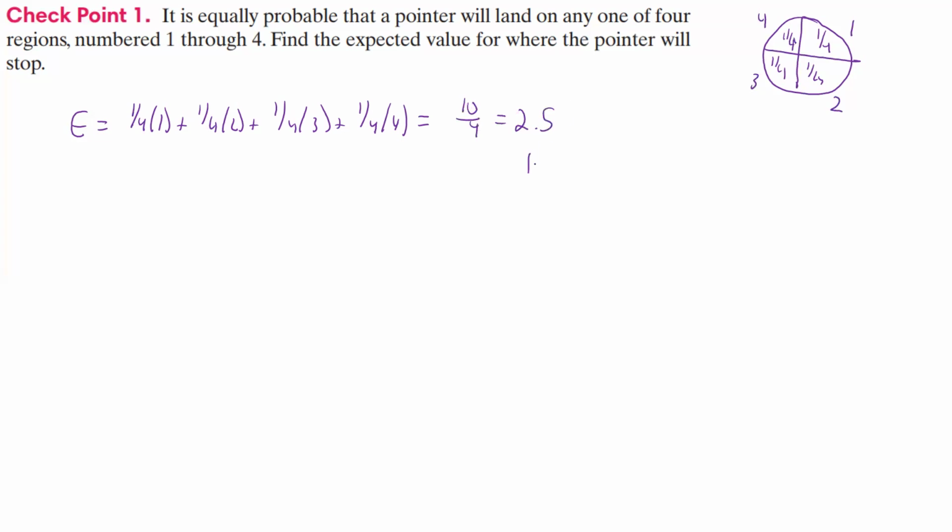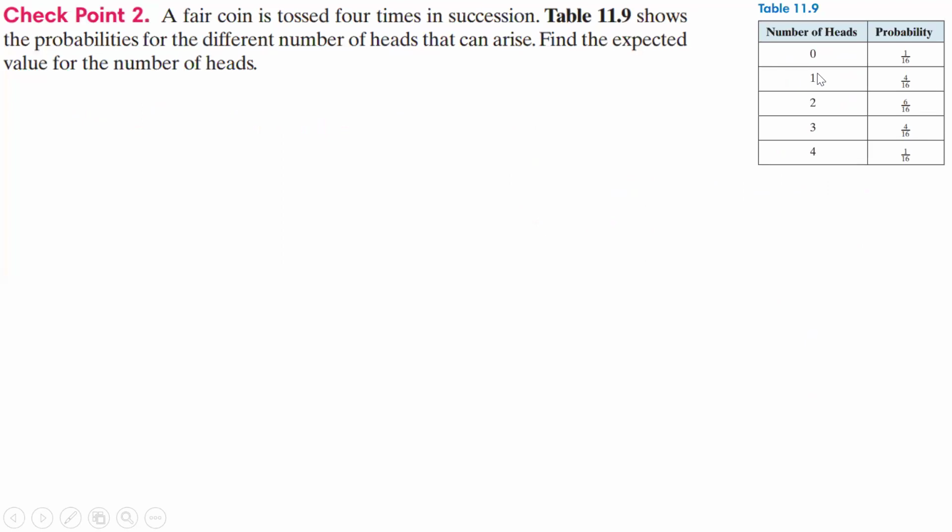So this is where the pointer is expected to land in the long run. Okay, so it's going to land somewhere probably around 2.5, so it's going to land right on the line there. So that's the expected value, to land there. Now that one doesn't make a lot of sense because that's a spinner. And what we'll do is we'll come and try one now with a fair coin.